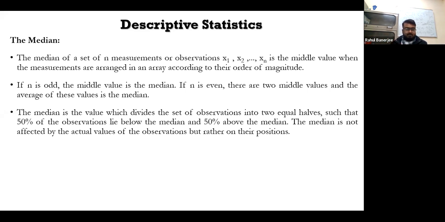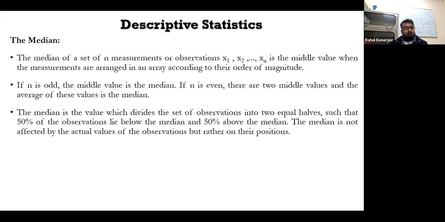For example, if the number of observations is, say, 7, we order it in ascending order as 1, 2, 3, 4, 5, 6, 7. Now you see 4 is the middlemost value, because it is partitioning the entire series into two equal halves. Before 4, there are 3 values, 1, 2, 3. And after 4 also there are 3 values, 5, 6, 7.